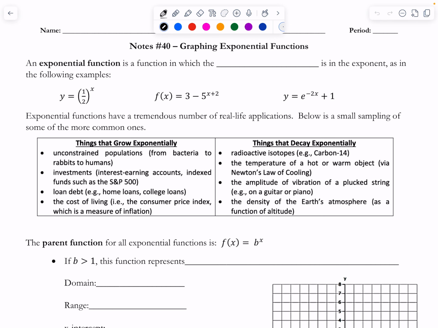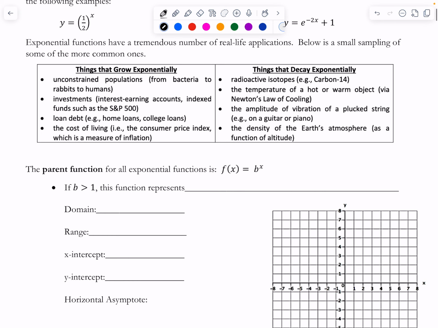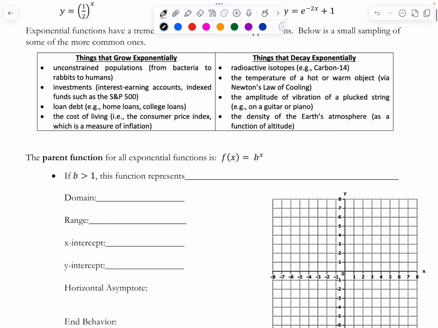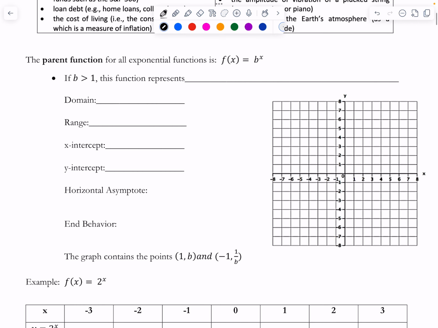As you can see from the very beginning of the notes, an exponential function is a function in which the variable is in the exponent, and it gives you a few examples. There are also some real-life applications that involve these exponential functions, which you can read about here. I'm going to focus first on showing you the parent function, the two different versions of them, how things might be a little bit unique, and then we'll do some practice ones.